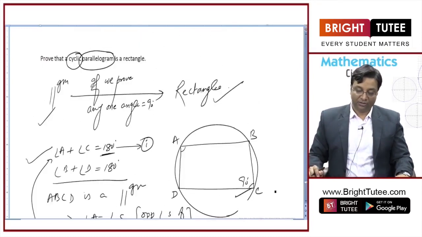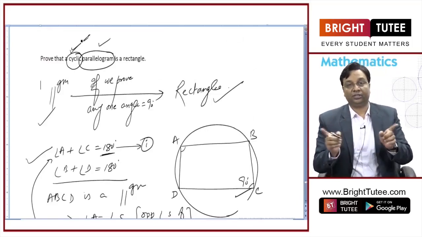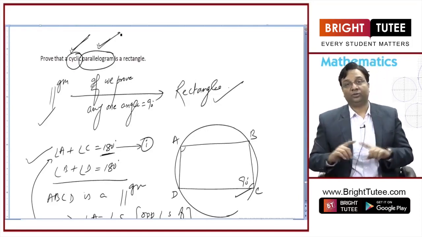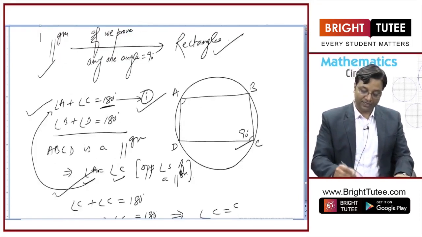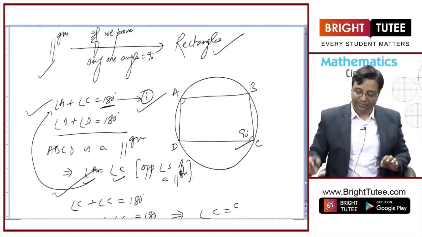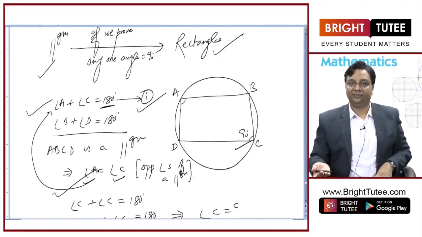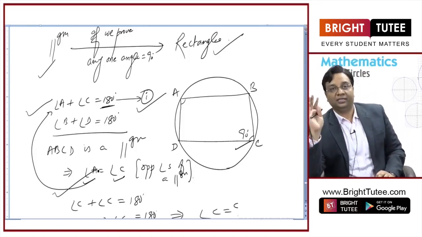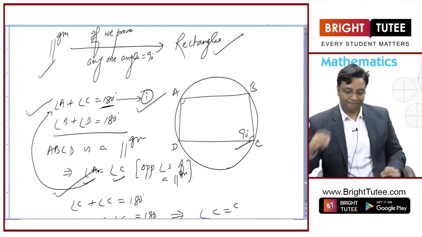I hope this is clear to you. I have used these two words. It was cyclic, so I took the opposite angles as supplementary. It was a parallelogram, so I took opposite angles as equal. And by comparing these two things, I could determine that one of its angles is equal to 90 degrees. I can also show you that all of its angles are 90 degrees, which is very easy, right? But it is enough for you to show that one of the angles is 90 degrees in a parallelogram for it to be a rectangle.